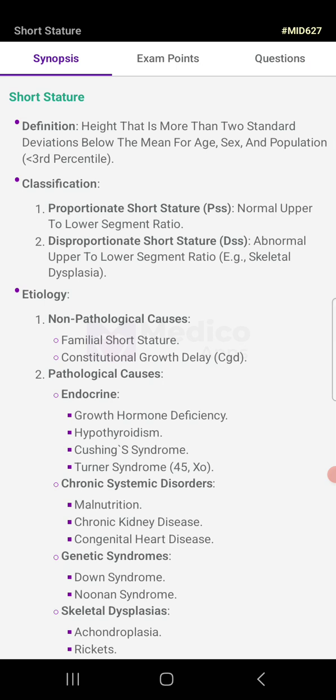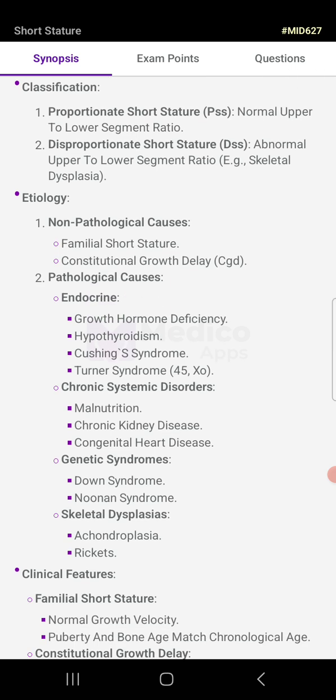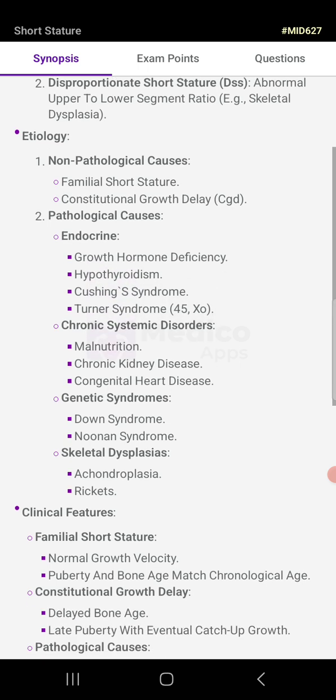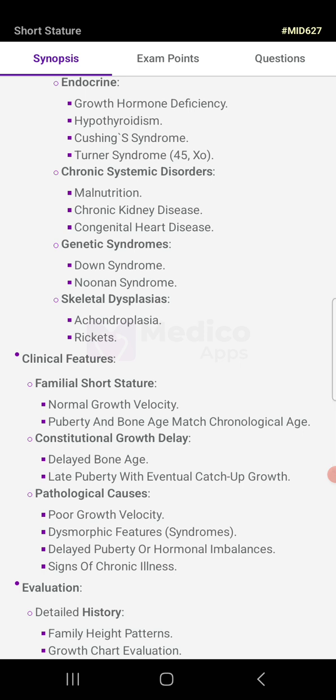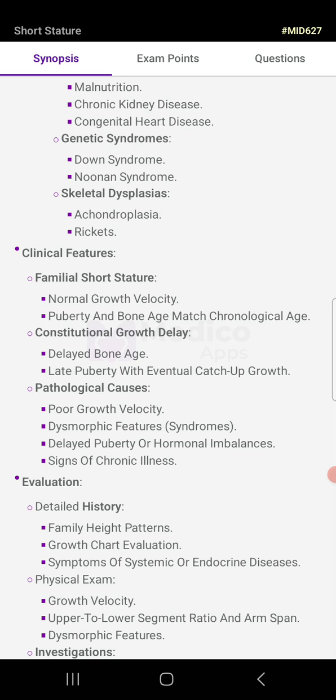Example, skeletal dysplasia. For the etiology, non-pathological causes like familial short stature and constitutional growth delay. For the pathological causes, endocrine: growth hormone deficiency, hypothyroidism, Cushing syndrome and Turner syndrome. For the chronic systemic disorders, malnutrition, chronic kidney disease and congenital heart disease. Genetic syndromes like Down syndrome, Noonan syndrome. Skeletal dysplasia like achondroplasia and rickets.